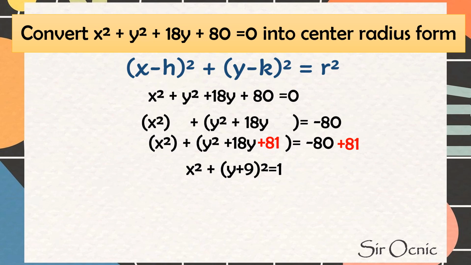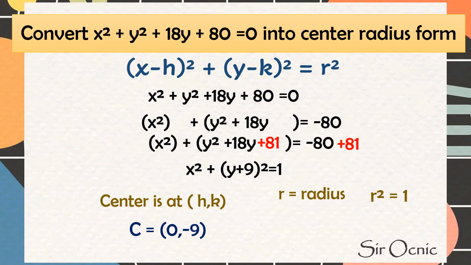This is now the center radius form of the equation of the circle. Now, since there is no constant paired with x, that means that the value of h is equal to 0. Therefore, the center of the circle is at 0, -9. While based on the standard equation, r squared is equal to 1. We therefore conclude, by getting the square root of both sides, that r is equal to positive 1.